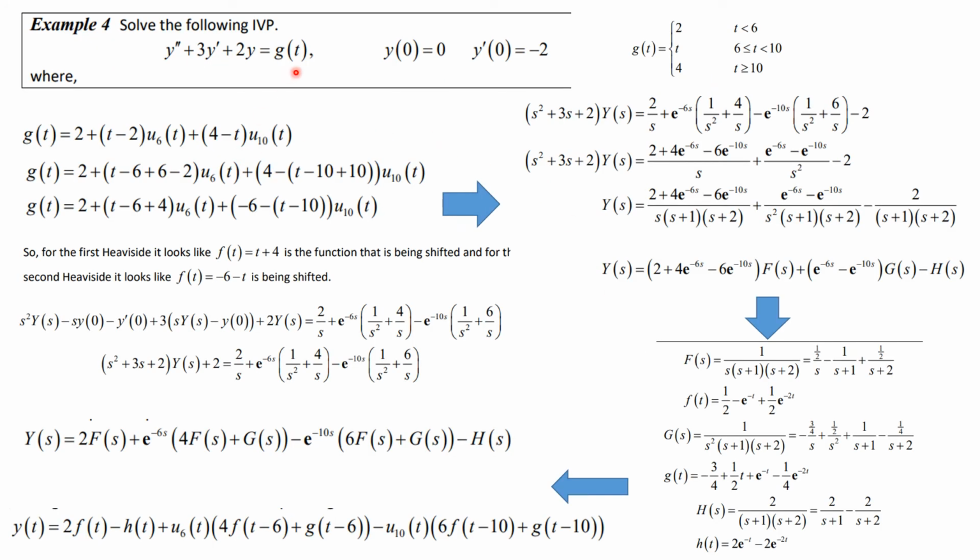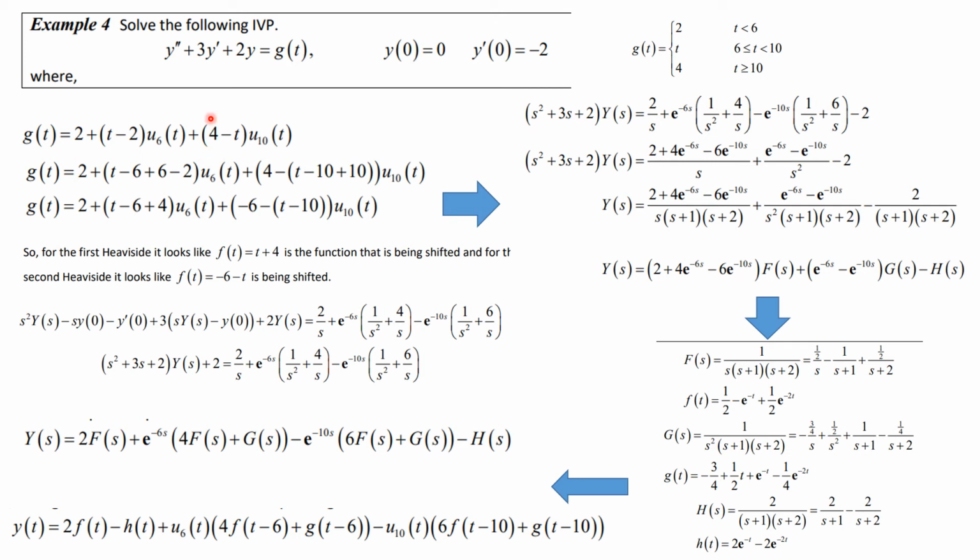Okay, the first thing one has to do on this one is model g(t) using step functions. You might remember, it's probably about 5 videos ago we talked about how to do this, but this is g(t) represented with Heaviside functions, and there's a shift of 10 and a shift of 6.